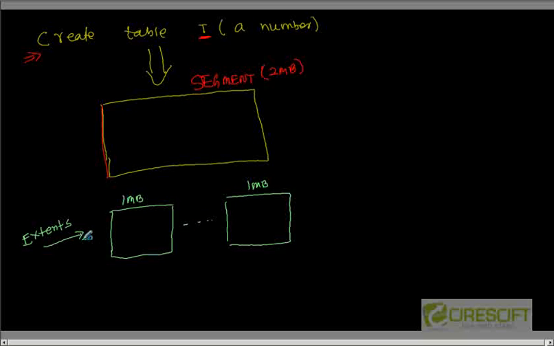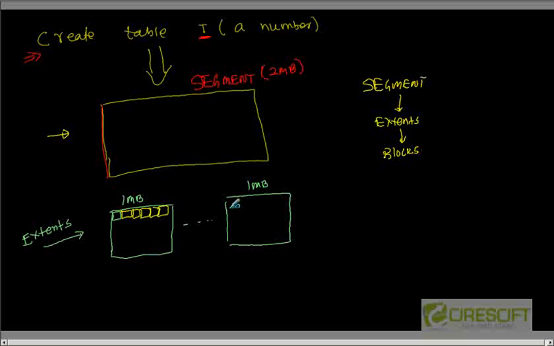Then these extents consist of things called blocks. That means inside the extent, what we have is the blocks. So whenever we create a table, a segment will be created, and a segment consists of multiple extents, and extents are contiguous space allocations, and an extent consists of a number of blocks. So the segment consists of multiple extents, and the lowest unit is blocks.